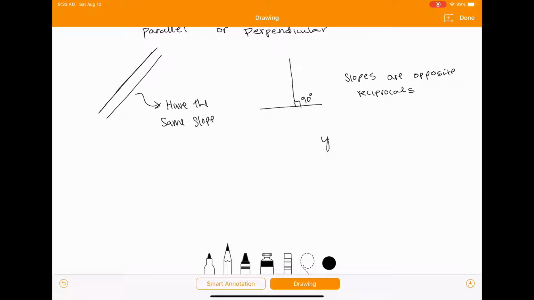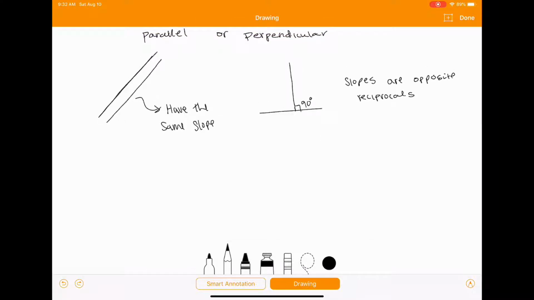is if you had, we'll go ahead and do a parallel line first. So say you want to find a line parallel to y equals 2x plus 1 and passes through the point 0, 4. You're going to go ahead and use this point slope form to help you out because we know that a line parallel is going to have the same slope.